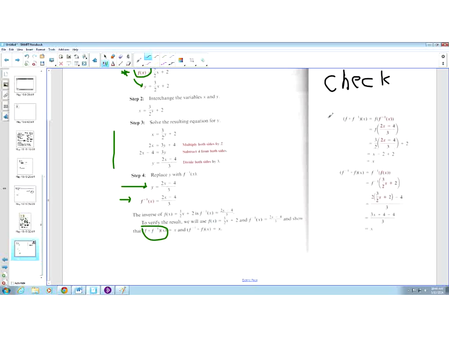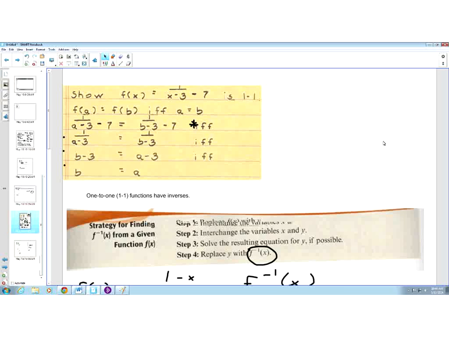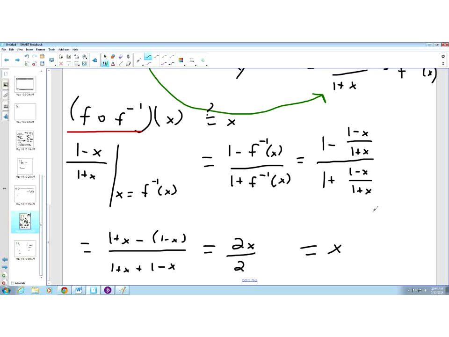Okay. Oh, also note how they checked. Not only did they check this composition, but they also checked the composition of f inverse with f of x. Technically speaking, you should do it both ways. So going back to our check for this example, I checked it using f composed with f inverse. You see that right there? To complete the check, technically speaking, I also should do this calculation as well.